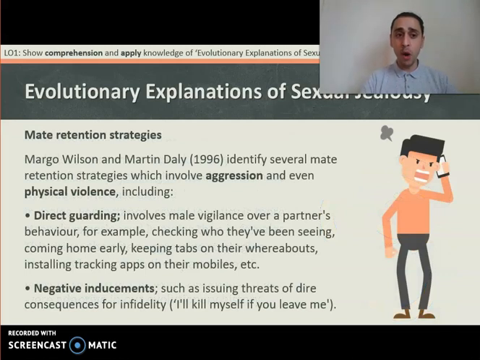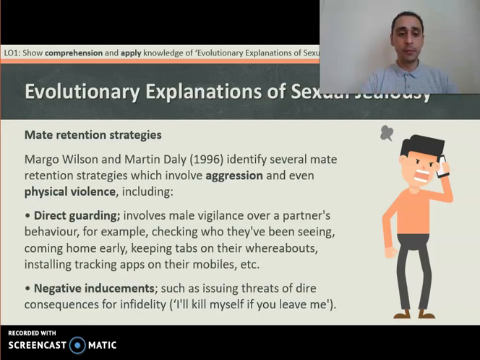So here are the male retention strategies. Here are some of the strategies that the males used, which could be deemed aggression, to help pass on your genes, to help your genes or your children survive. Margo Wilson and Martin Daly identified several mate retention strategies which involved aggression and even physical violence. These included 1, direct guarding, and 2, negative inducements. Let's have a look at what these 2 mean.